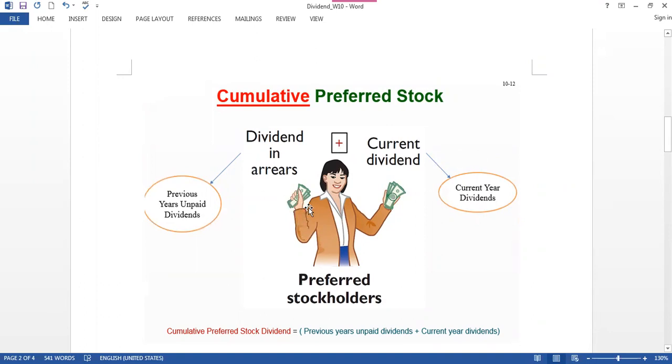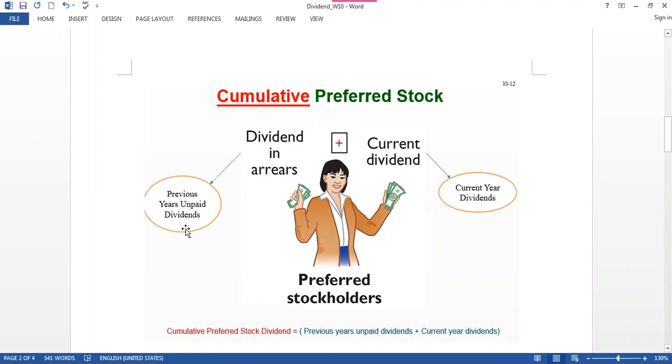First, let's find out the right hand money. What is the name of this right hand money? The name is called dividend in arrears. This is the accounting term, dividend in arrears, held in the right hand. And what is the meaning of this dividend in arrears? It means the previous year's unpaid dividend. So what is the meaning of previous year unpaid dividend?